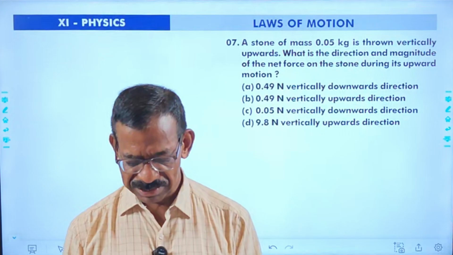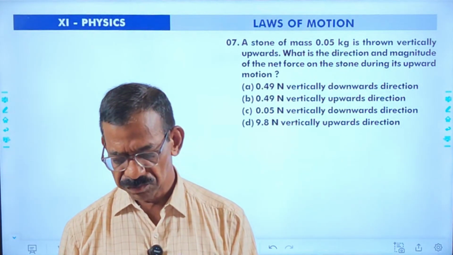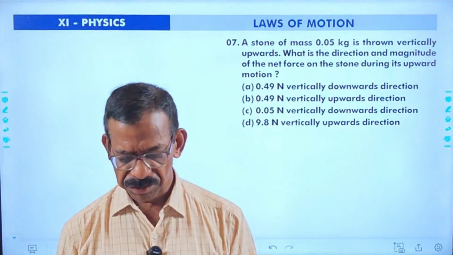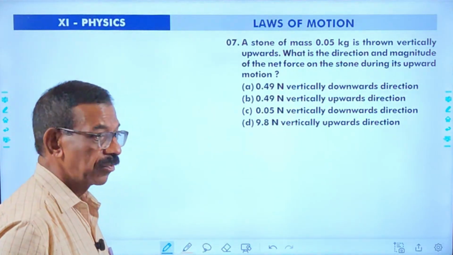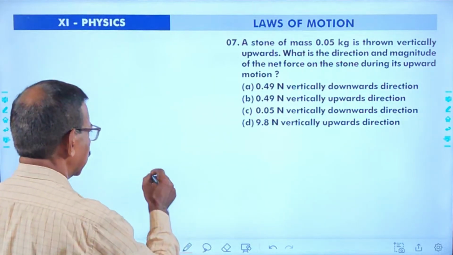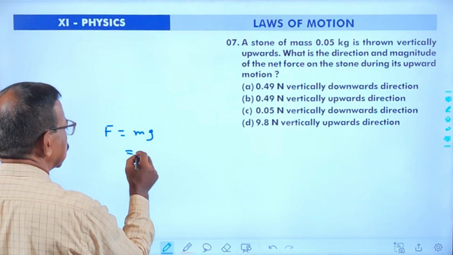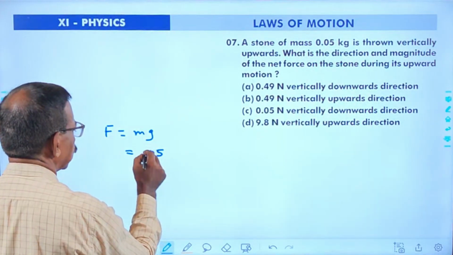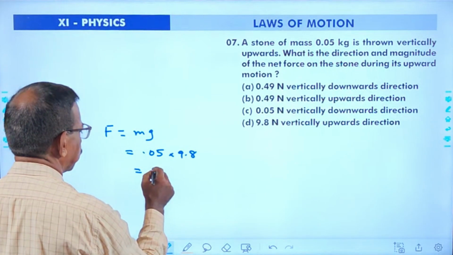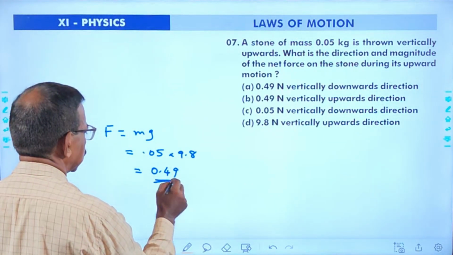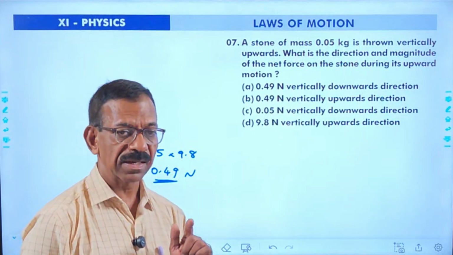Next is question number 7. A stone of mass 0.05 kilogram is thrown vertically up, find the direction and magnitude of force. It is a simple question. The force is given by F equal to ma. Here it is like a free fall or moving up. That is F equals mg. M is 0.05 kilogram and g is 9.8. We will get it as 0.49 Newton.